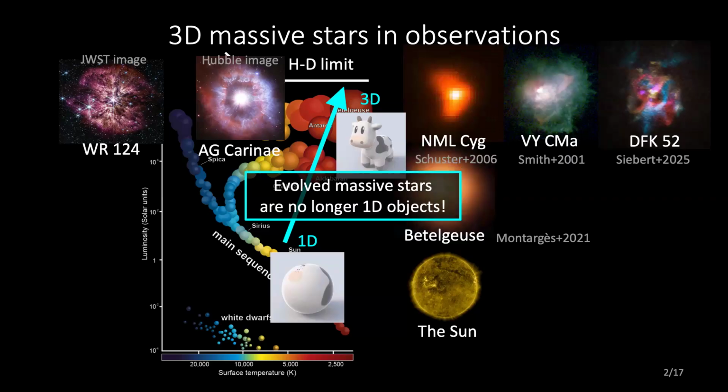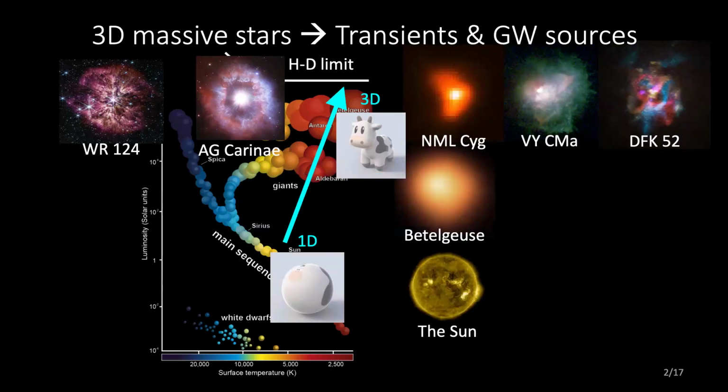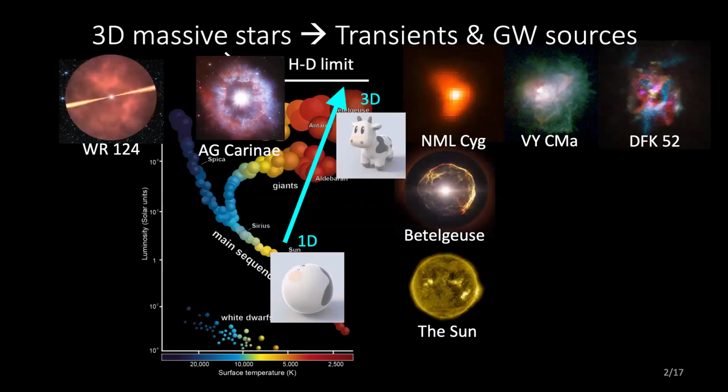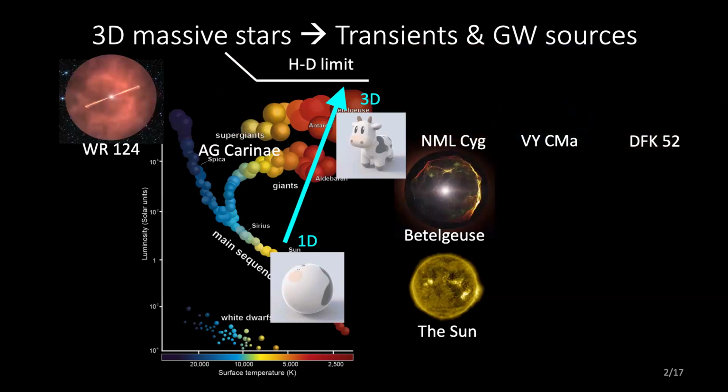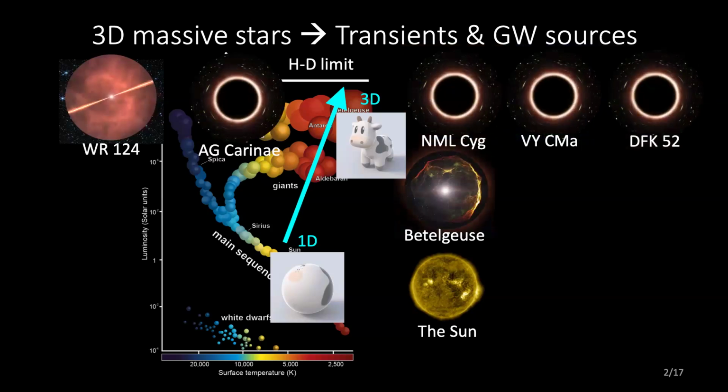They are like real cows. They have ears and they have legs, and sometimes you can see them kicking their legs in observations. So this is why we care about them, but most importantly, these are basically the progenitors of all the transient and gravitational wave sources we see. For example, they will explode in different types of supernovae and sometimes give birth to gamma ray bursts. And these most massive stars will probably just directly collapse into black holes.